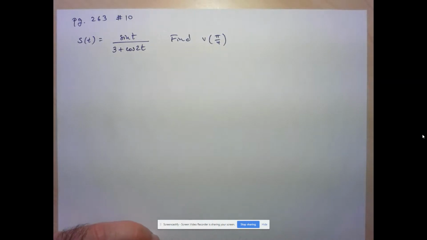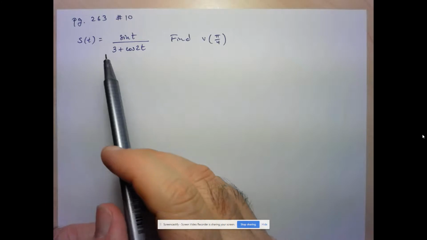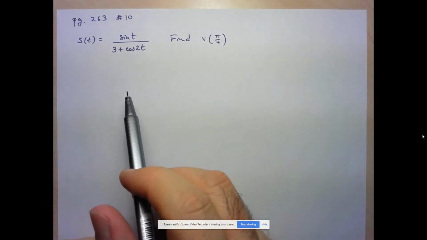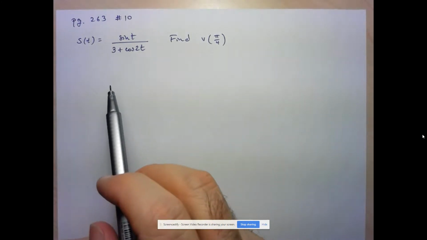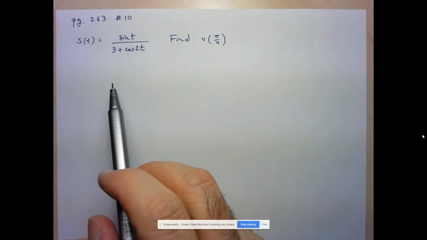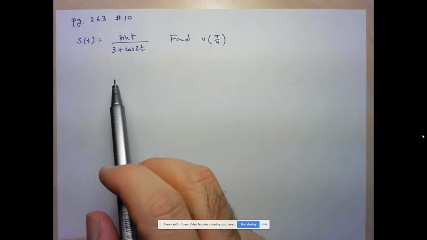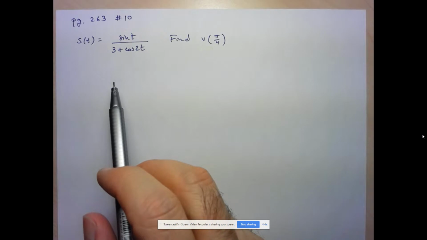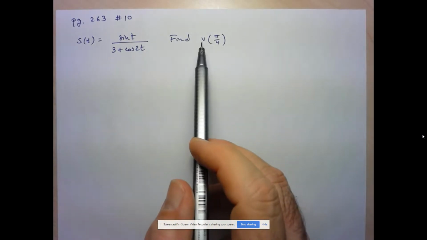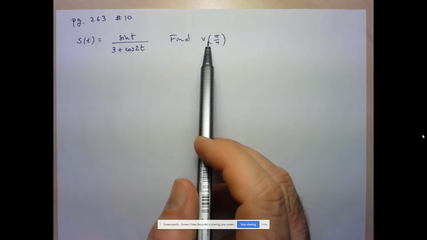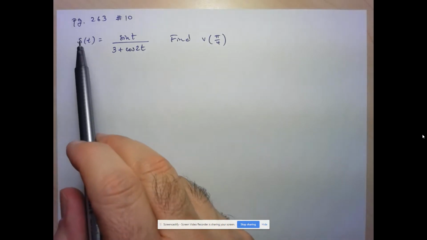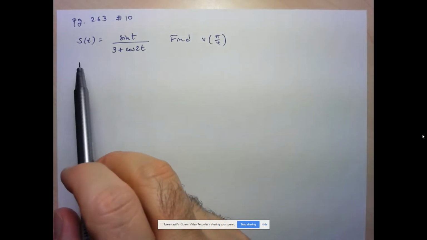Hi folks, we're going to take a look at page 263, number 10. So they give us the position function, s with respect to time t, and they want us to find the velocity of the object at time equals pi over 4. So in other words, we're looking for the velocity evaluated at pi over 4. But of course, the velocity is just the derivative of the position function.